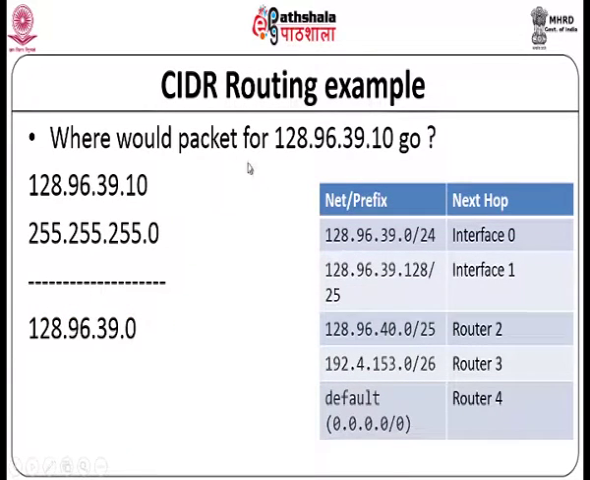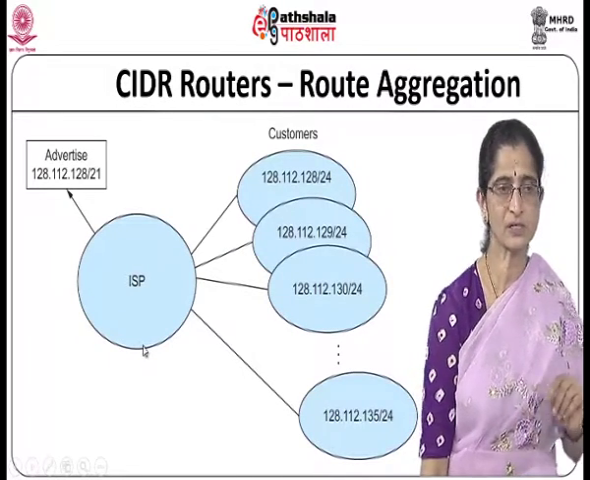if I had a packet which comes with 128.96.39.10, where would it go? I apply this 24-bit mask, which is 255.255.255.0, and when I do the AND operation, I will get 128.96.39.0. So it matches with interface 0, and it will have to go to interface 0. So this is what will happen.